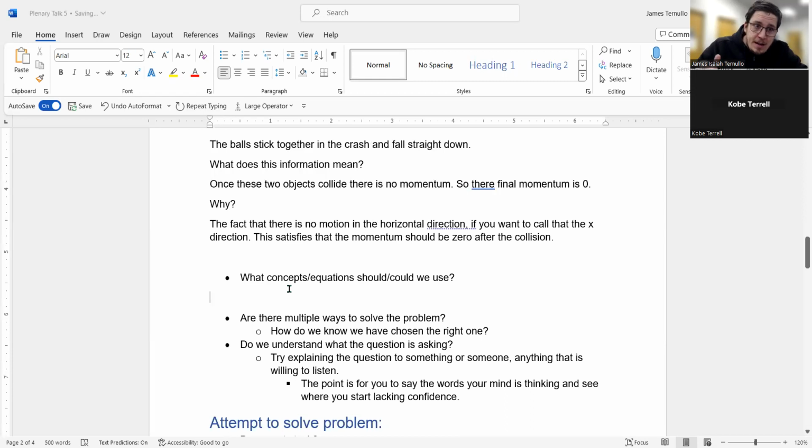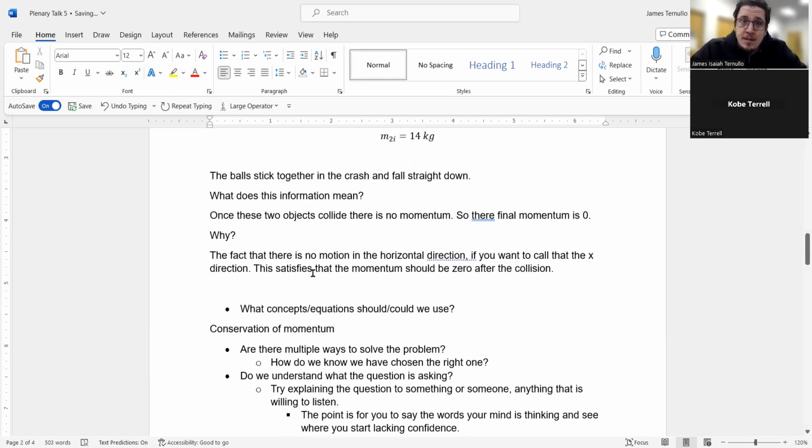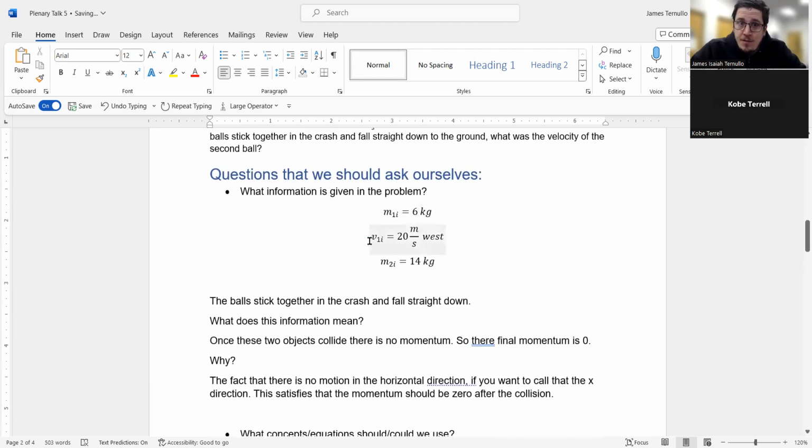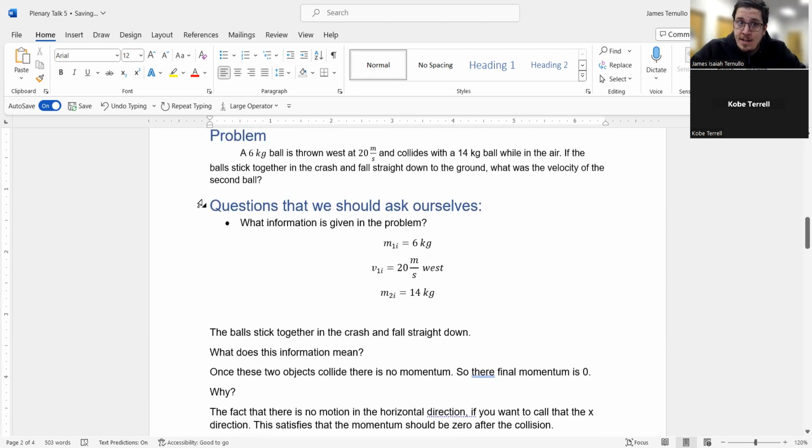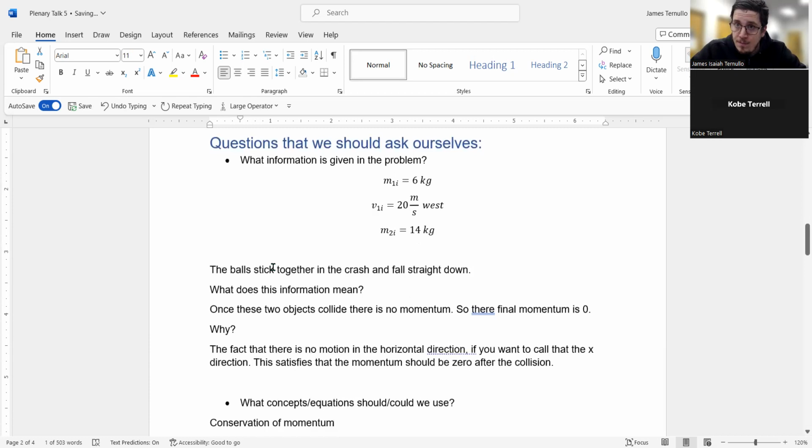So given that we're at an unfair advantage for this question, the concept and equation that we could use would be conservation of momentum. The reason why is because we have a mass, we have a velocity, we have another mass, and we're asked for a second velocity. And the true keyword in all of this is the word collides. If you see the word collides, most of the time it's going to be a momentum problem of some sort.